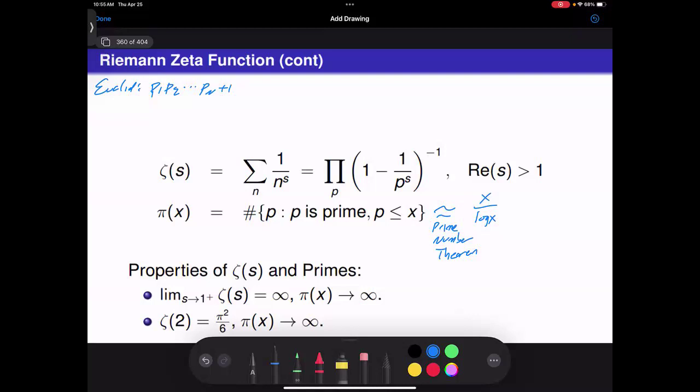I'm an editor at the Journal of Number Theory. We get people who have claimed to prove the Riemann hypothesis or other big results like Fermat's last theorem, and they frequently assume a result that's conditional. Here is a paper: assuming the Riemann hypothesis, we prove the following. Then they use that result to prove the Riemann hypothesis. You can't do that. So this is the life lesson.